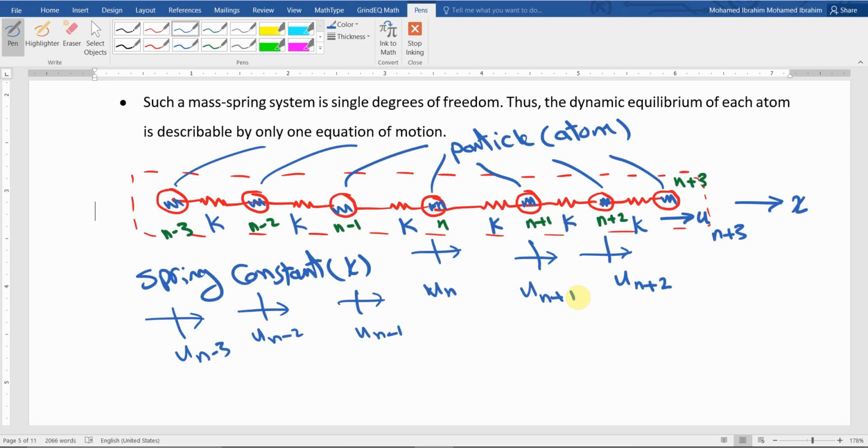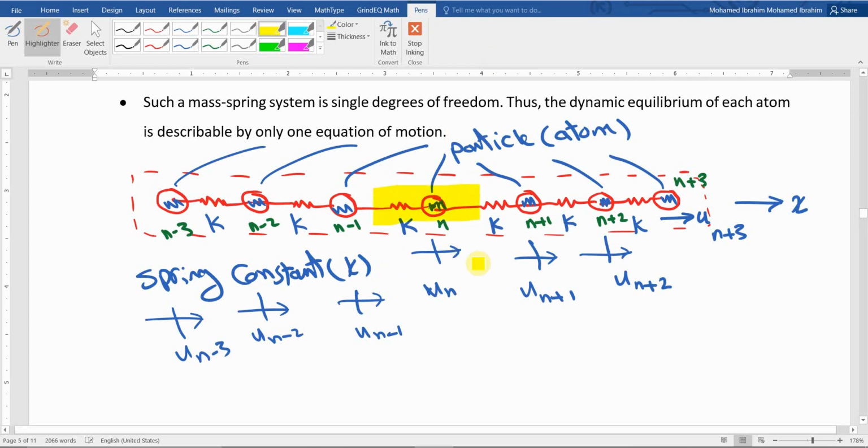Let us pick the atom in the middle here, which is n. Just choose atom n, and let us study and derive the equation of motion of just this atom. We have here two springs. One spring is k, the second one is k, and it is connected to two other atoms, n plus 1 and n negative 1, right? This one is moving with a displacement u n negative 1, and this one is moving with a displacement u n plus 1.